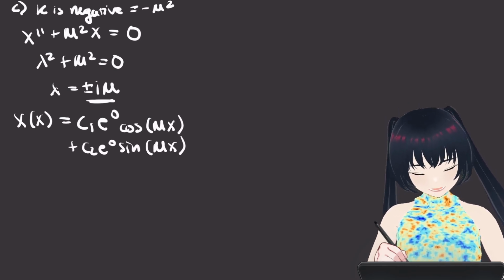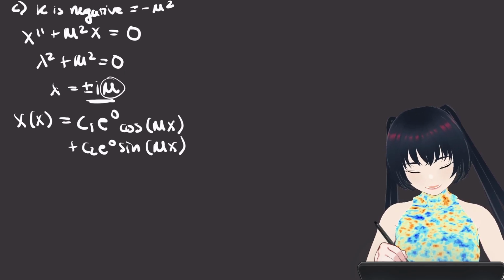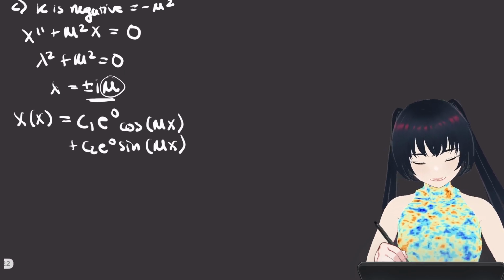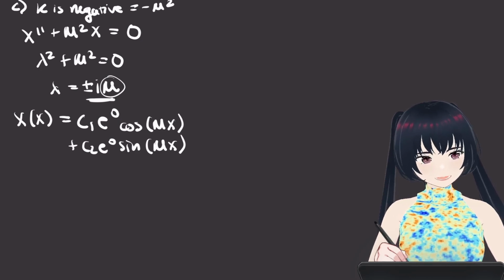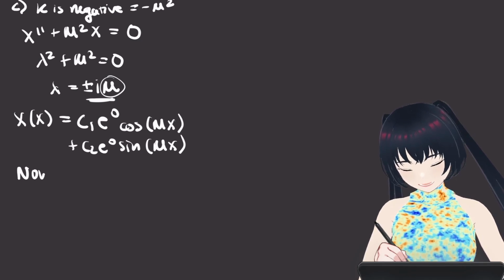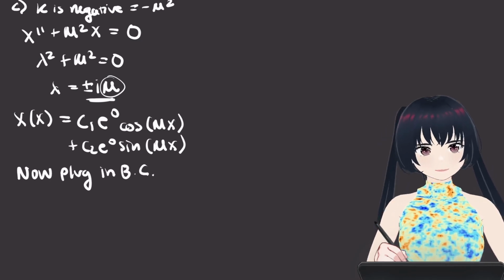So X(x) is equal to c1 e^0, because there is no real component here, times cosine(mu x), because the mu is right in front of the imaginary number here, plus c2 e^0 times sine(mu x). Now we just have to plug in the boundary conditions again.